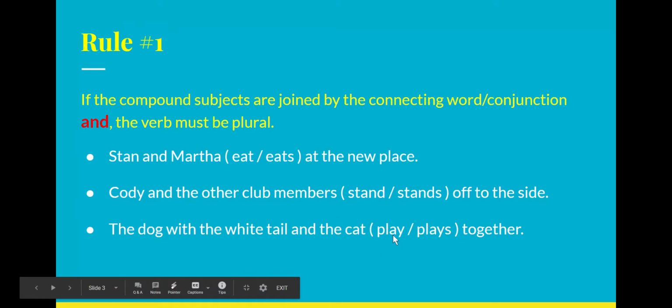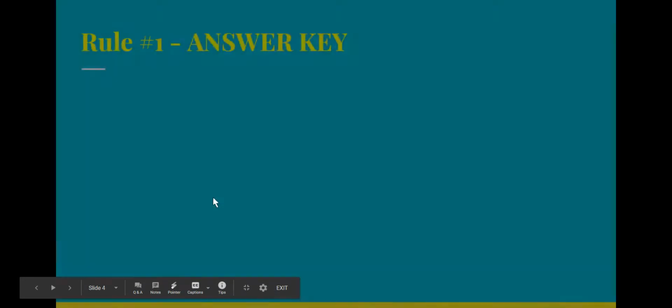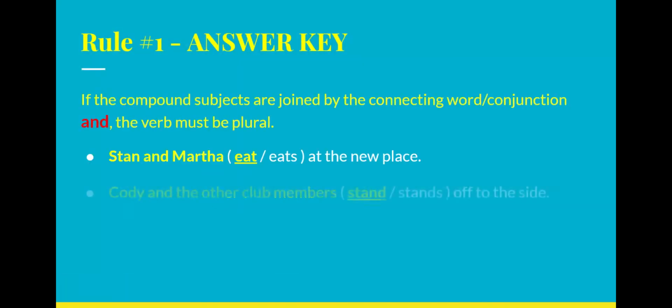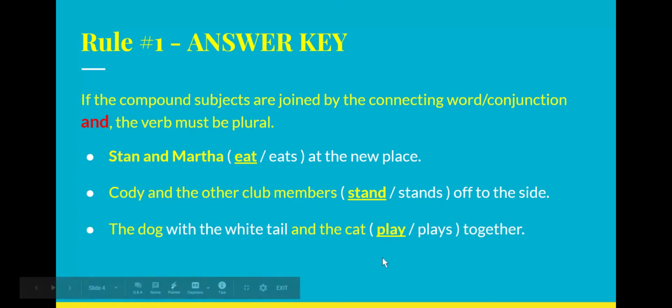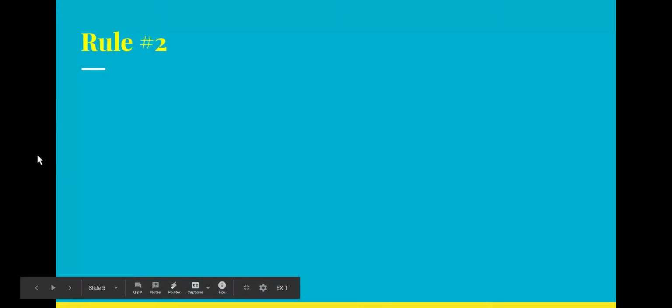So just a reminder, singular verbs always end in S. So all of these compound subjects were joined with the word and, and I used the verb that did not end with the letter S. So you can see here I highlighted in yellow the answers for you to take a look at. So all of my verbs are plural, none of them end with the letter S. So that's rule number 1 about compound subjects. Let's take a look at rule number 2.